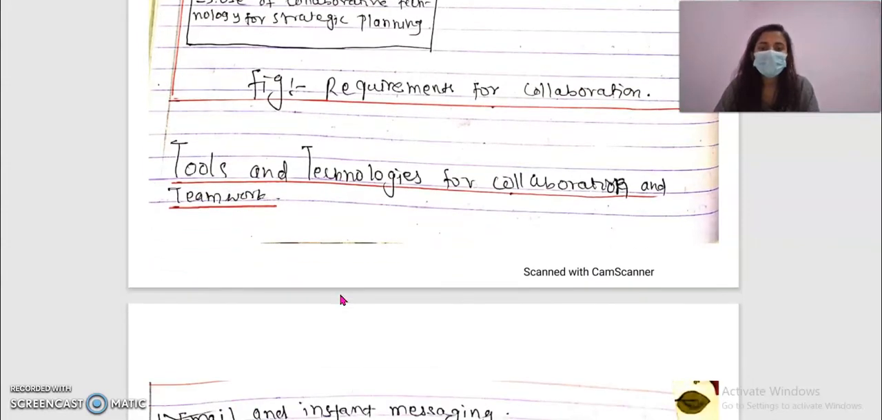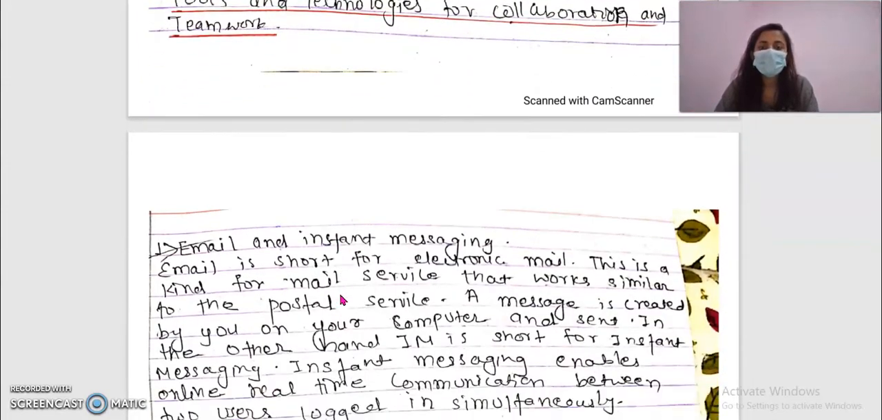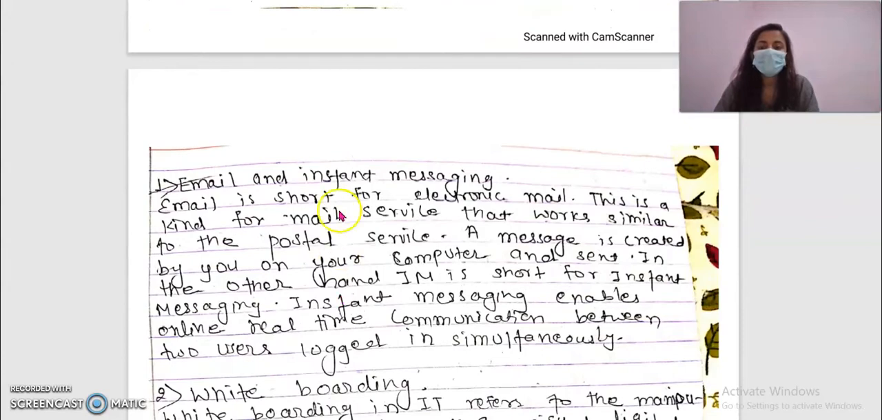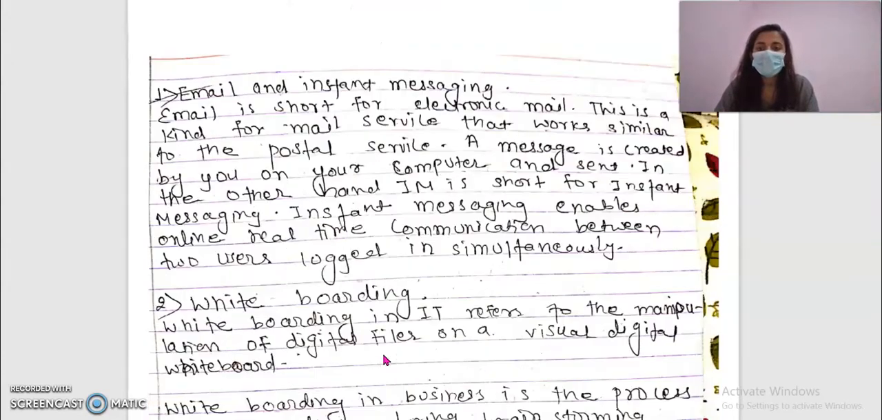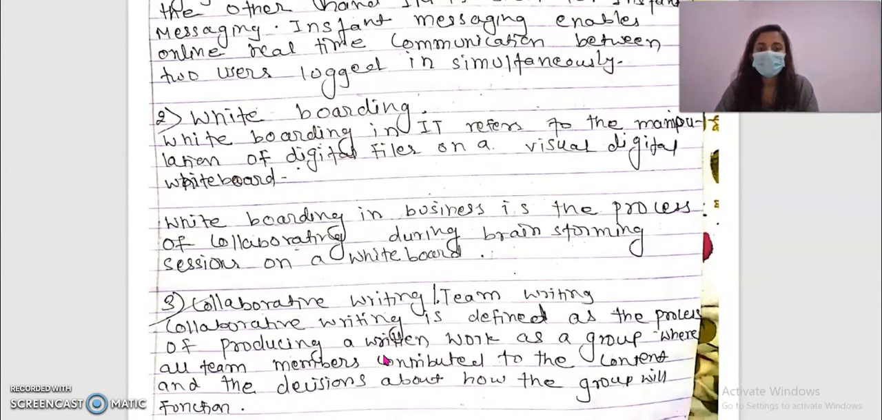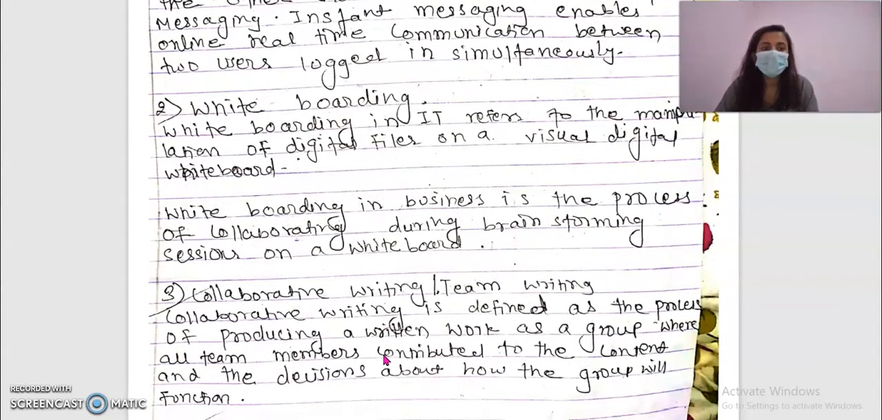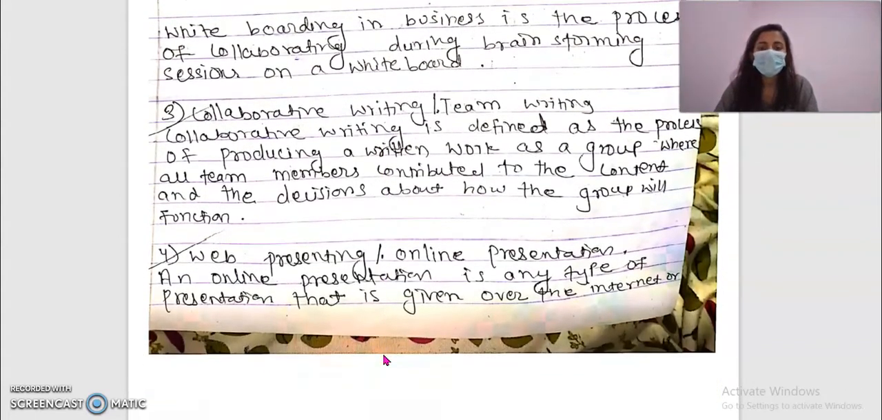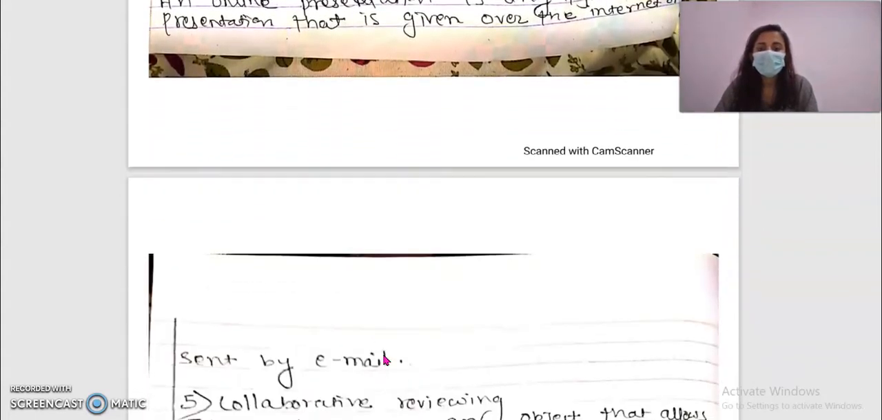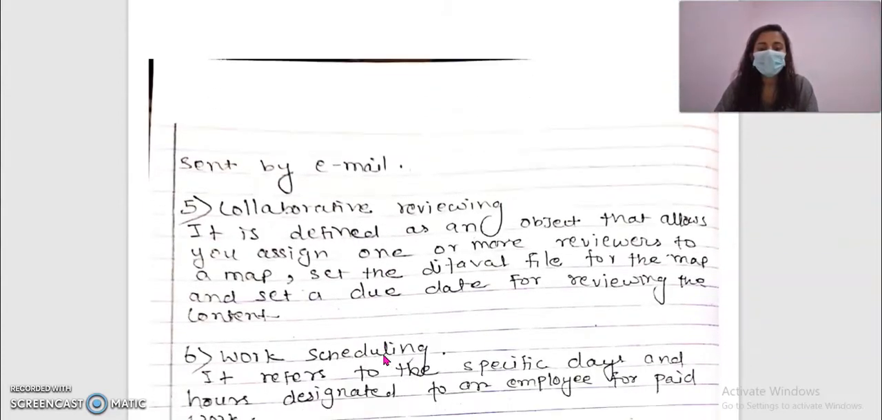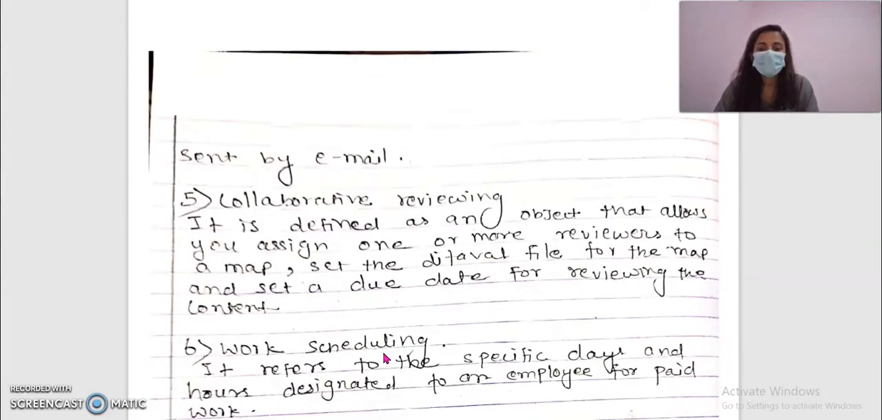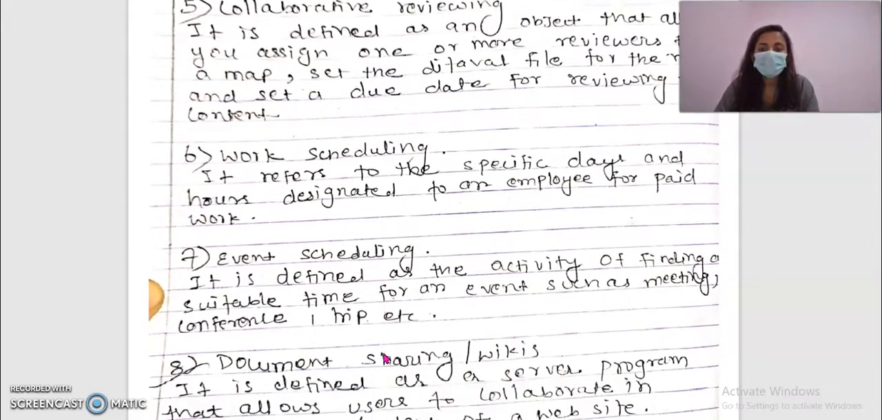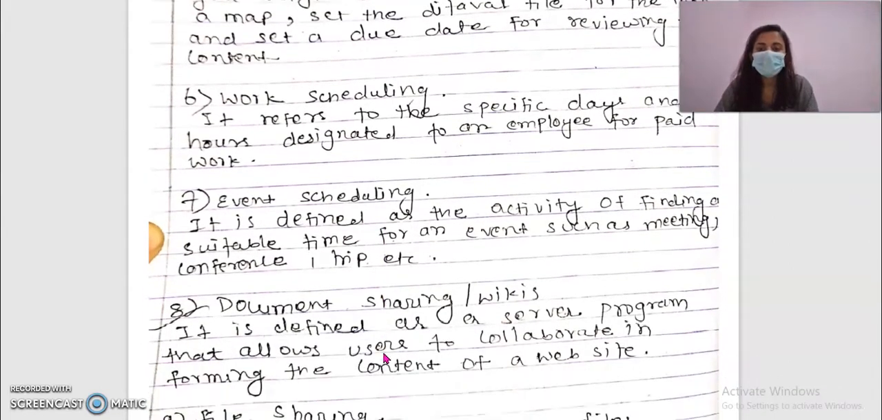Next topic is tools and technology for collaboration and teamwork. First one is email and instant messaging. Second is whiteboarding. Third one is collaborative writing or team writing. Fourth one is web presenting or online presentation. Fifth one is collaborative reviewing. Sixth one is work scheduling. Seventh one is event scheduling.